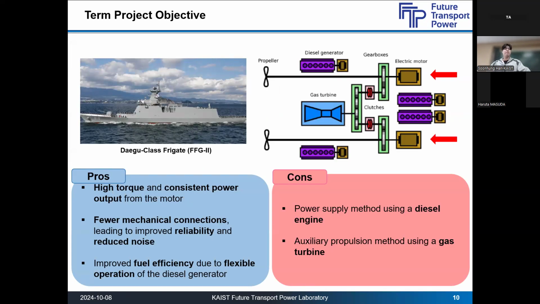In researching the CODLOG system, we found a warship in Korea, the Daegu class frigates. This ship already uses the CODLOG system for propulsion. This system offers lots of advantages, like high torque and consistent power output because of the use of electric motors. They have no mechanical connections, leading to improved reliability of the mechanical systems and reduced noise. They also improve fuel efficiency due to flexible operations. But the CODLOG system also has the backside of disadvantages. They still use the diesel engine for power propulsion and also the gas turbine.